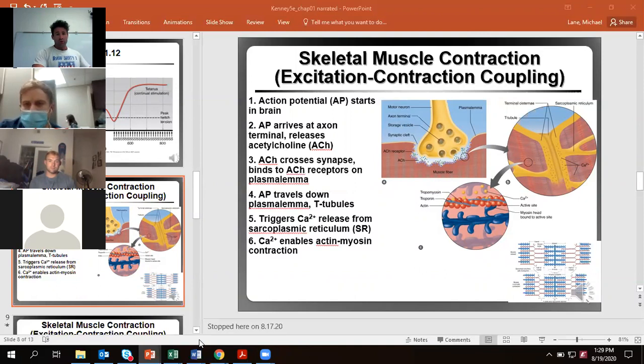You can throw it up in the chat, or just unmute yourself, your choice. Can you go back over the calcium binding to troponin?